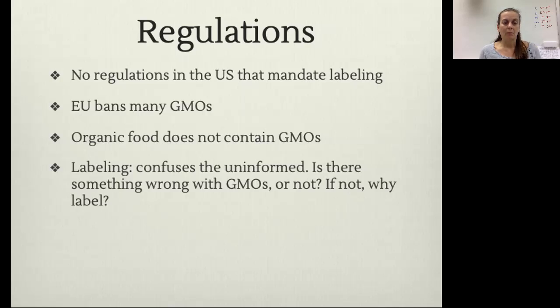The problem is we don't know if there's anything wrong with GMOs or not. And if there's not, why should we label it? So we get into a lot of gray areas with labeling or not labeling genetically modified organisms. So that's kind of the big picture of the Green Revolution, of the changes in agriculture since the introduction of industrial agriculture. Mechanization, monocropping, fertilization, irrigation, pesticides, and genetically modified organisms. And we'll talk about all of the advantages and drawbacks of those in class.